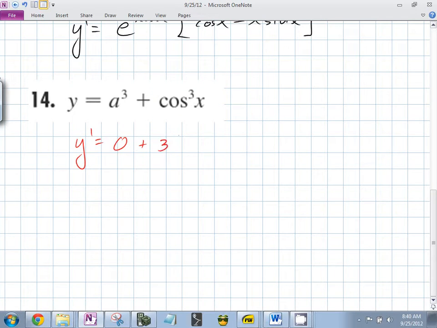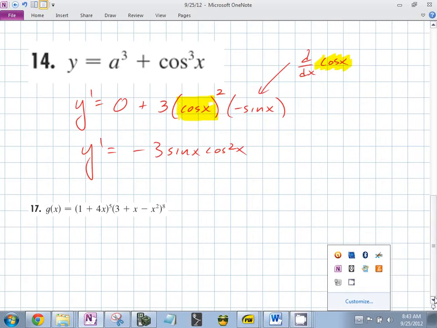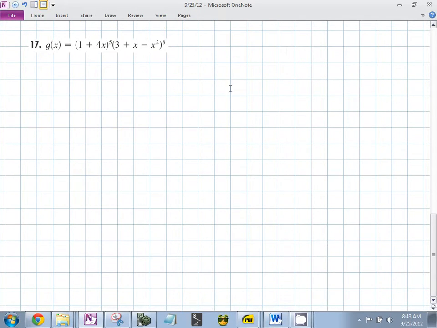So you drop the 3 cosine x to the what power? And then you multiply by the derivative of cosine, which is negative sine x. You know, so y prime is equal to negative 3 sine x times, and you could write it like this, times cosine squared x. That's fine. Yeah, go ahead. Yeah, don't multiply it out. That would be horrible to multiply out.